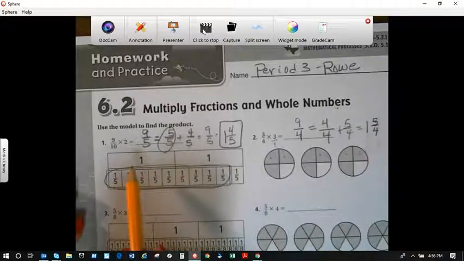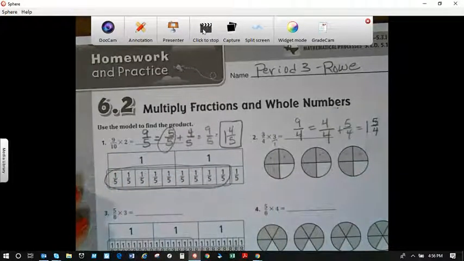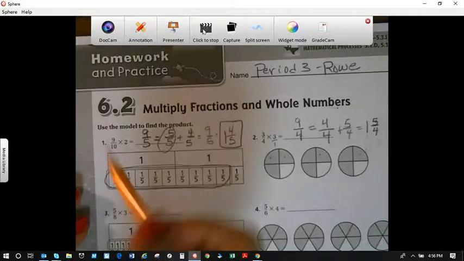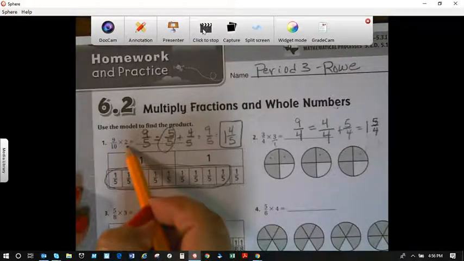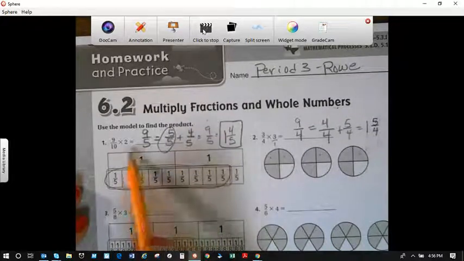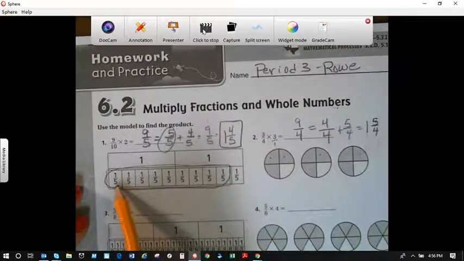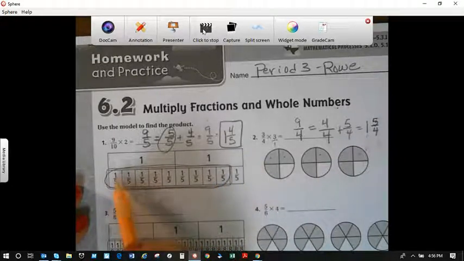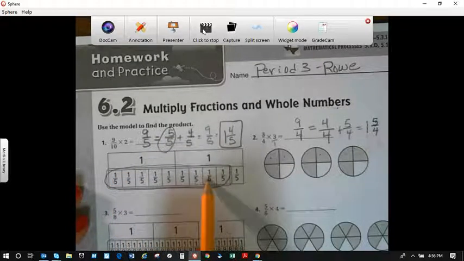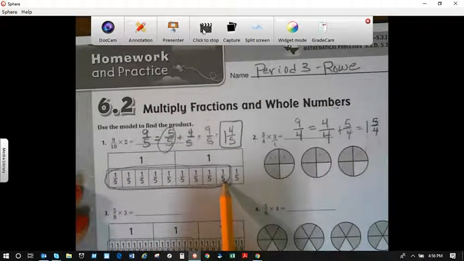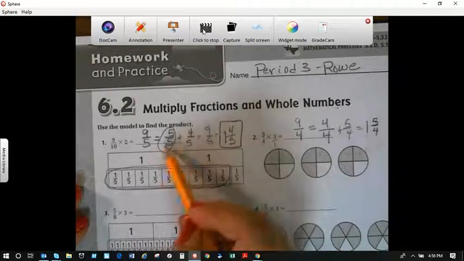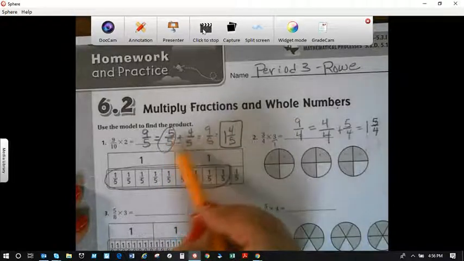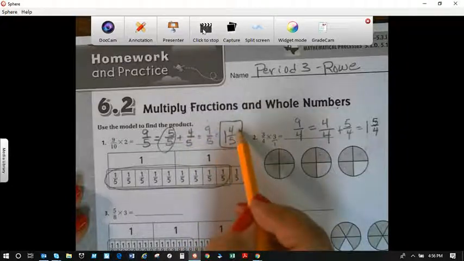We did this one together, I think that was yesterday, and we also did number 2. So here is where we were at, 9/10 times 2. Well, I had my 2 wholes, and how many equal parts can I put under there? Well, it came out that it was fifths, so I circled 9 fifths, so I had counted 1, 2, 3, 4, 5, 6, 7, 8, 9, and so there's 9 fifths. 9 fifths needs to be simplified. I have 1 whole plus 4 fifths equals 1 4/5.